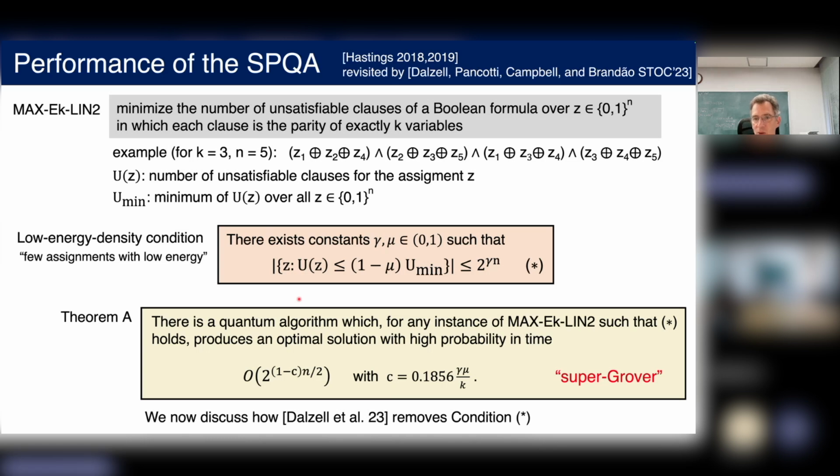But is there any question about this result, the first result of the series of papers on the short path quantum algorithm?